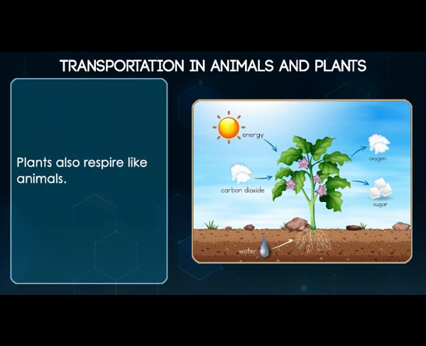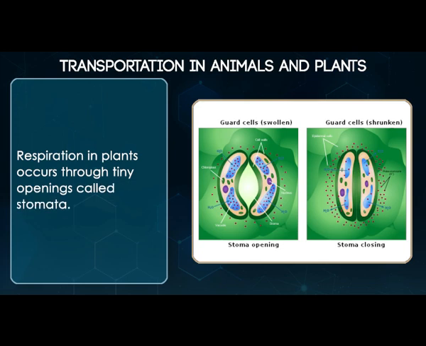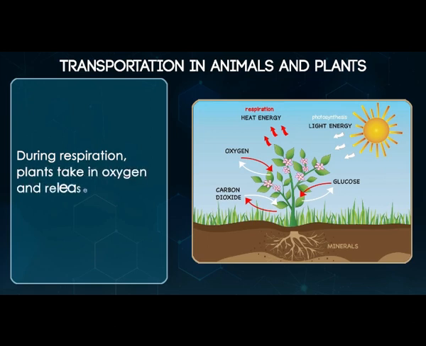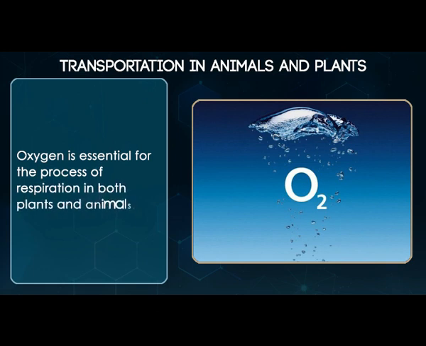Plants also respire like animals. Respiration in plants occurs through tiny openings called stomata. During respiration, plants take in oxygen and release carbon dioxide. Oxygen is essential for the process of respiration in both plants and animals.